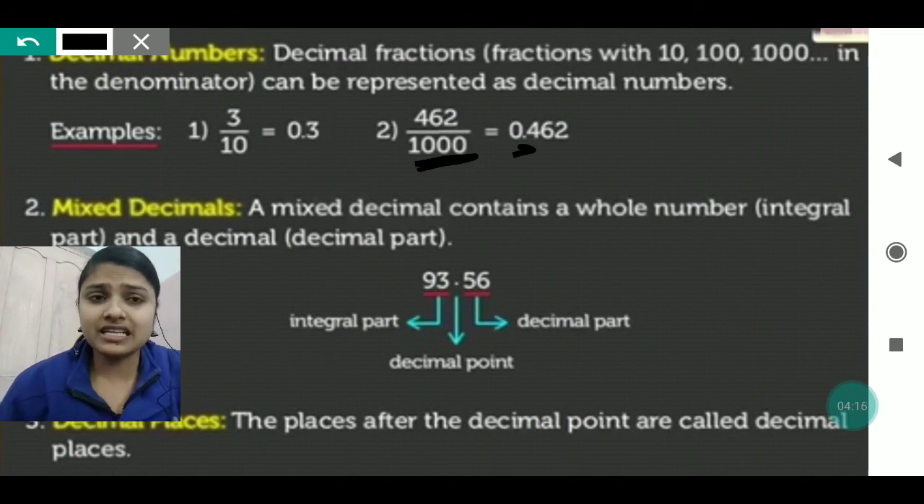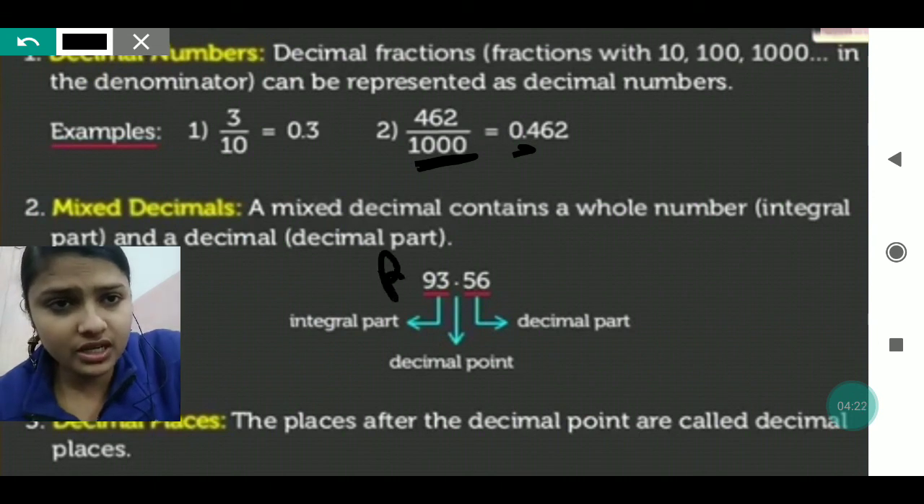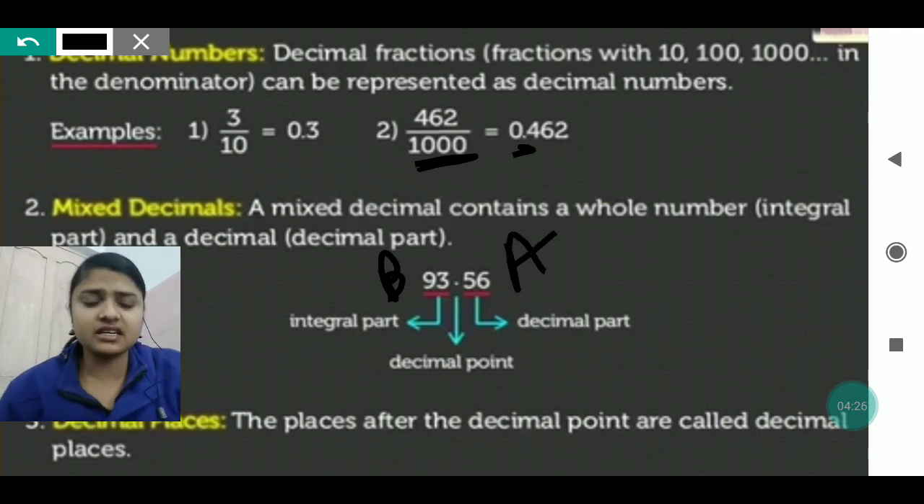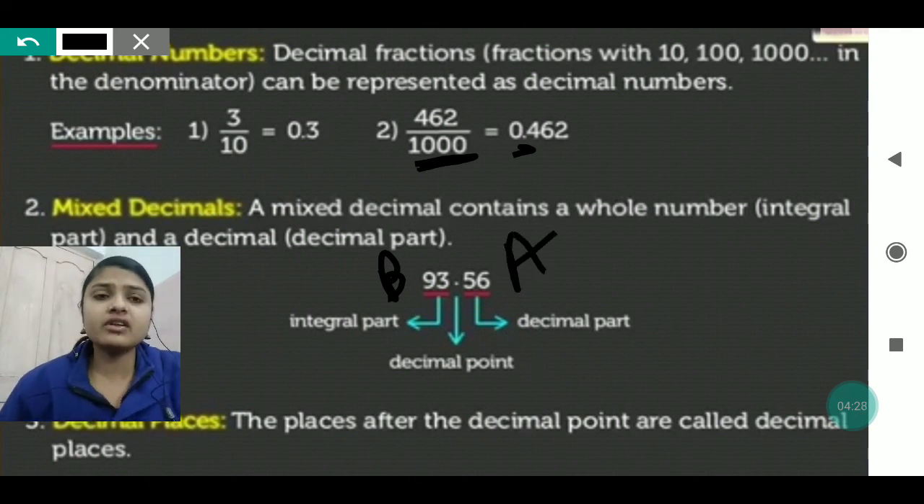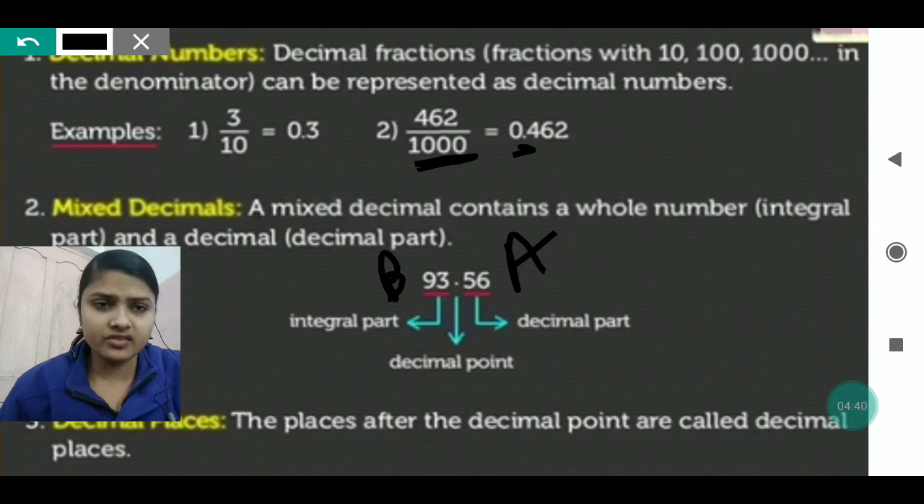So you can see 93.56 is written. 93, the number which is written before the decimal, is the integral part. The number which is written after the decimal is the decimal part. So 93 will be the integral part and 56 will be the decimal part. 56 is written after the decimal, so that will be the decimal part. And between these two numbers the dot is given, which is called a decimal point.